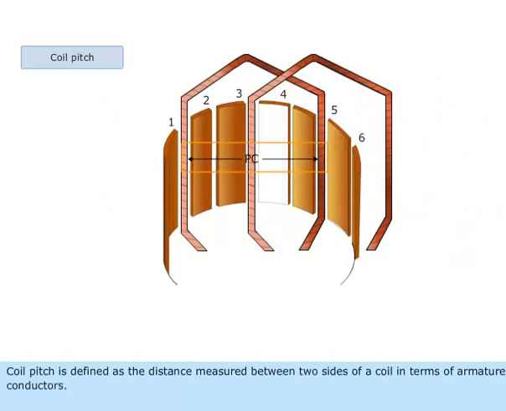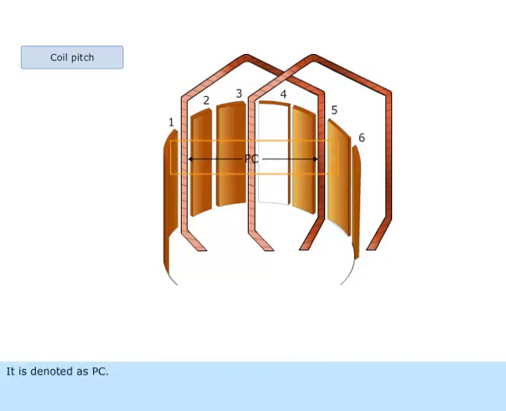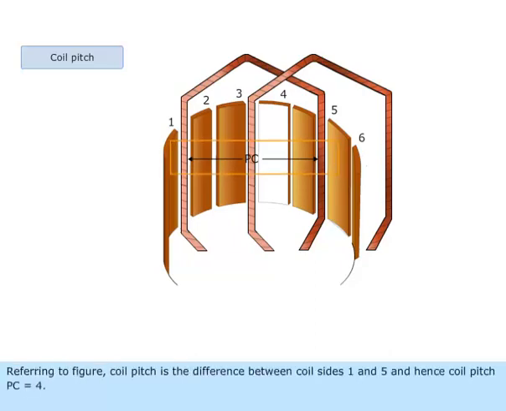Coil pitch is defined as the distance measured between two sides of a coil in terms of armature conductors. It is denoted as PC. Referring to figure, coil pitch is the difference between coil sides 1 and 5, and hence coil pitch, PC, equals 4.